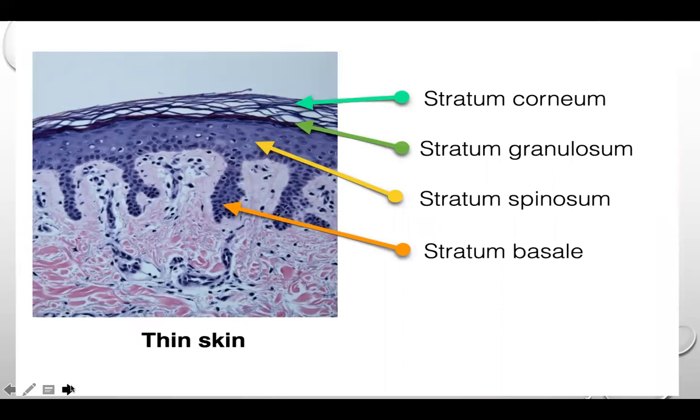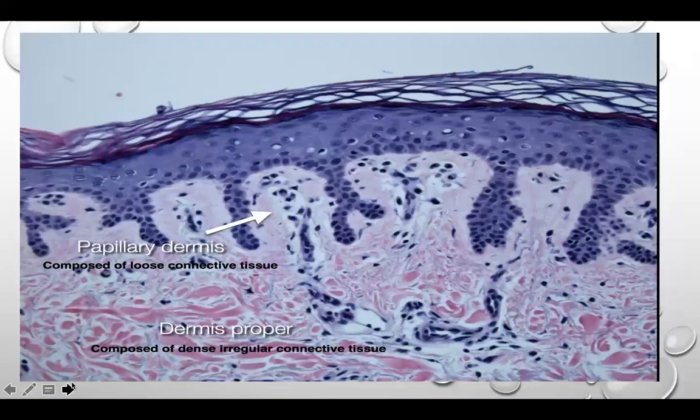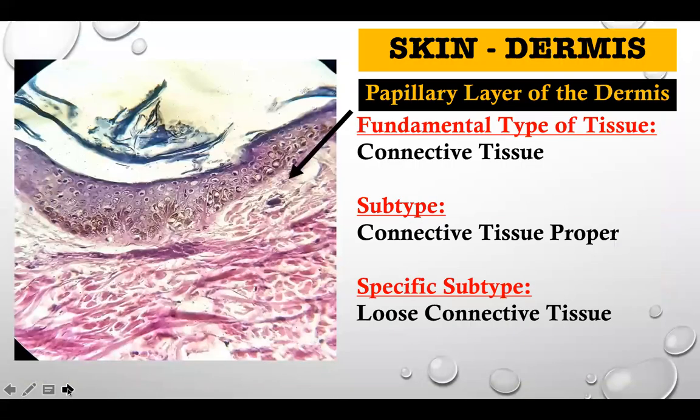Okay, this is a thin skin. The following are the 4 layers: the stratum corneum, stratum granulosum, where keratohyalin granules are found, stratum spinosum, still the thickest epidermal layer, and this is the stratum basale, located just above the papillary layer of the dermis. This is a papillary layer of the dermis, which is composed of a loose connective tissue, and this is the dermis proper. As I mentioned, it is dense, irregular connective tissue.